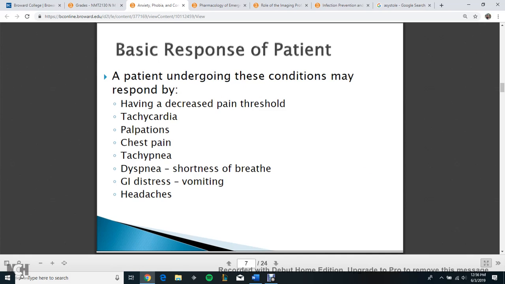Basic responses of the patient. A patient undergoing these conditions may respond by having a decreased pain threshold, tachycardia, palpitations, chest pain, tachypnea, dyspnea, which is shortness of breath, GI distress, vomiting, and headaches.